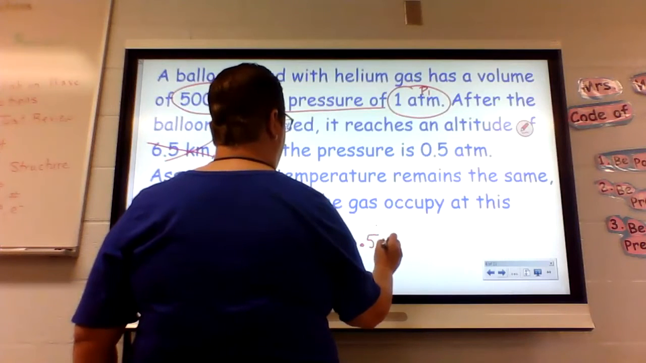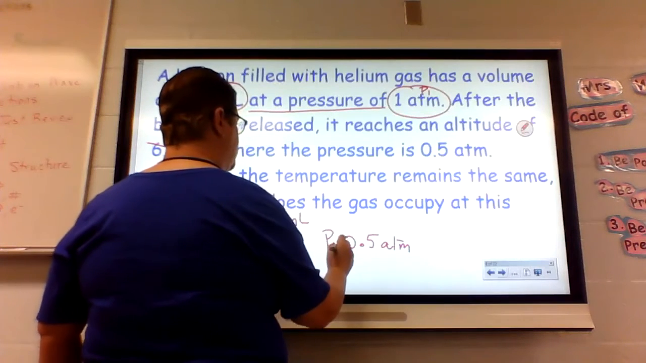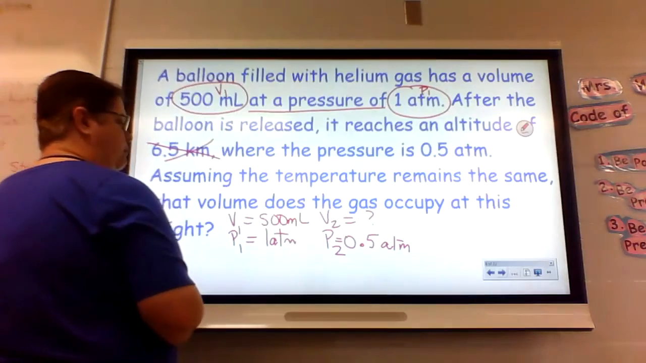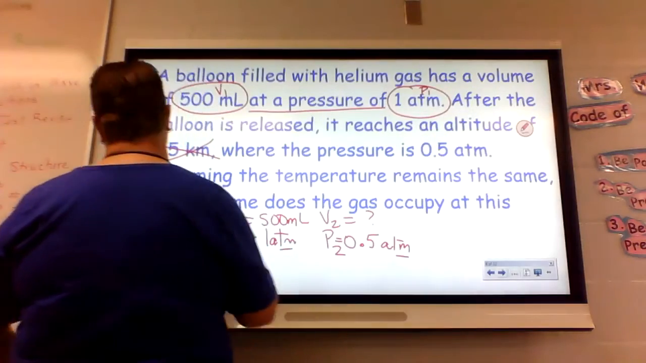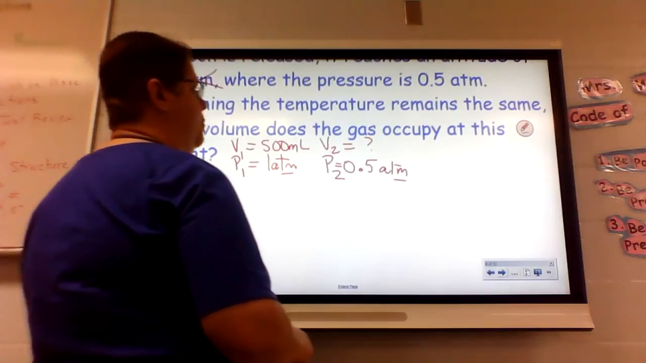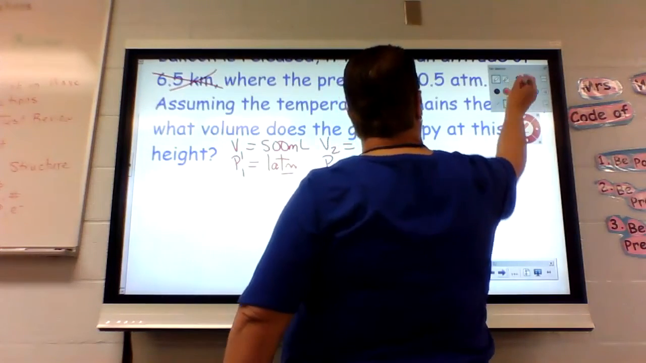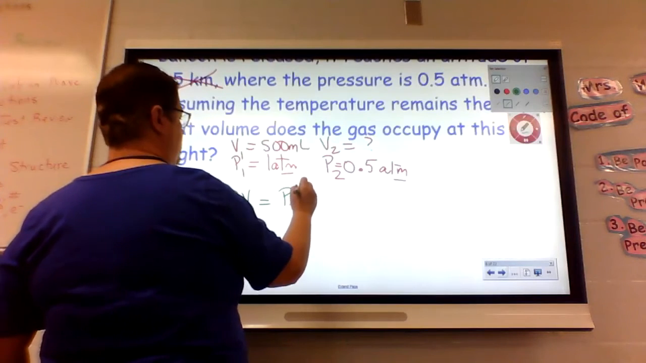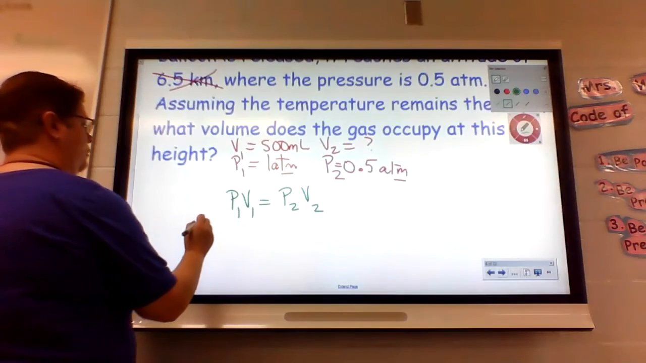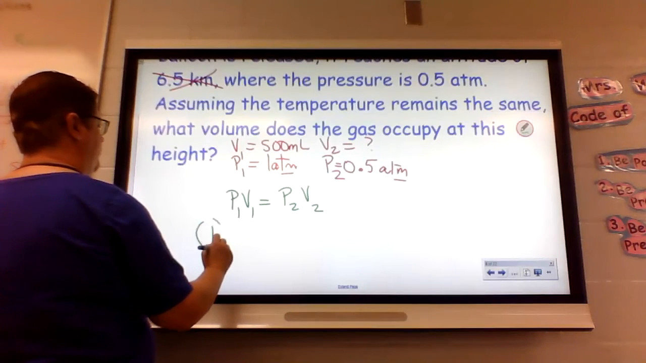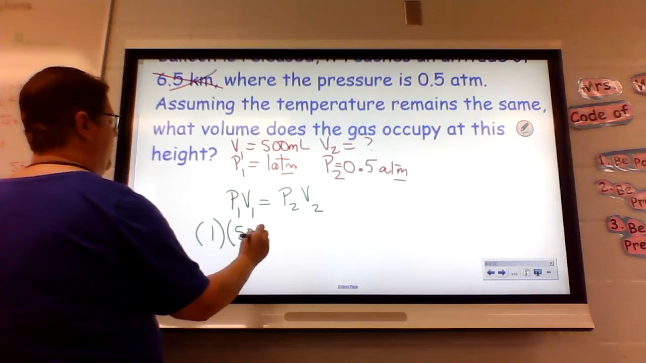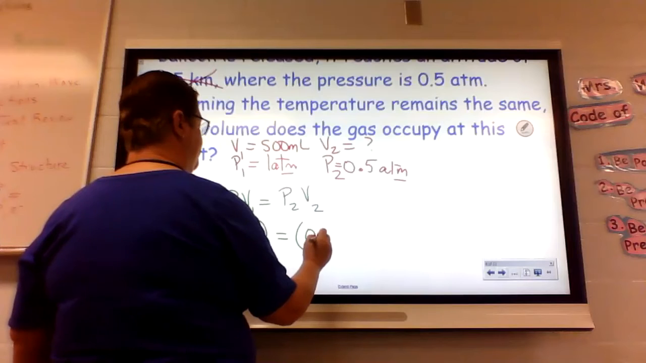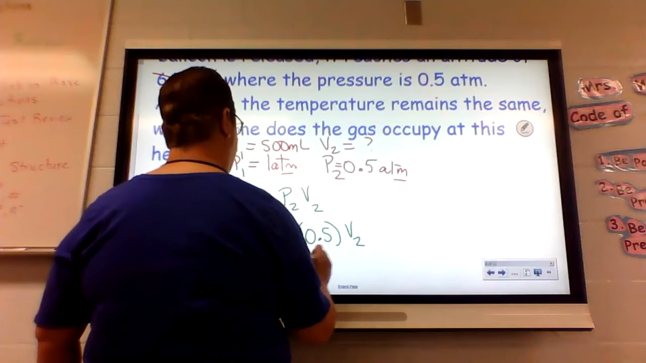0.5 is what? That's P2. So what am I solving for? Solving for V2. All right, do they match? Yeah, they match. We don't have to convert anything. So what's my formula? P1 times V1 equals P2 times V2. It would not matter if you had flipped those because they're multiplied. And then we're solving for V2, so what'd you get when you solved?